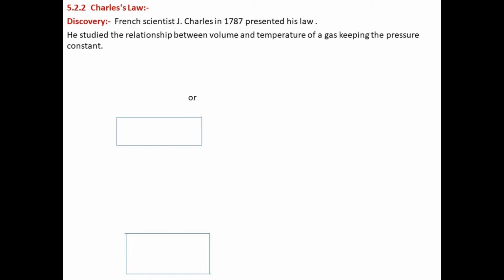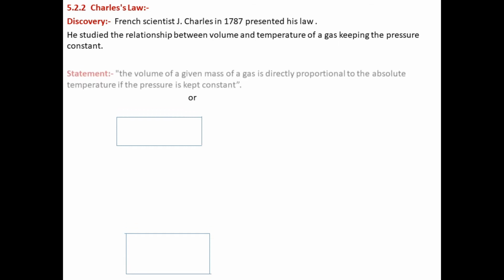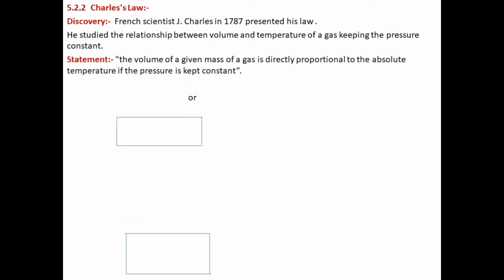Here is Charles's law. French scientist J. Charles presented this law in 1787. He studied the relationship between volume and temperature of a gas, keeping the pressure constant. Here is the statement of Charles's law. The volume of a given mass of a gas is directly proportional to the absolute temperature if the pressure is kept constant. Here is the mathematical form of Charles's law.